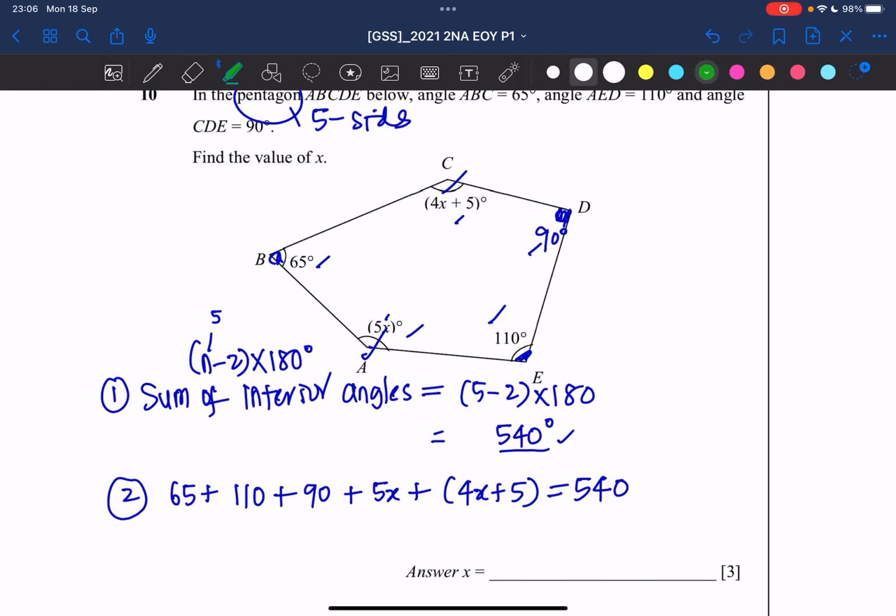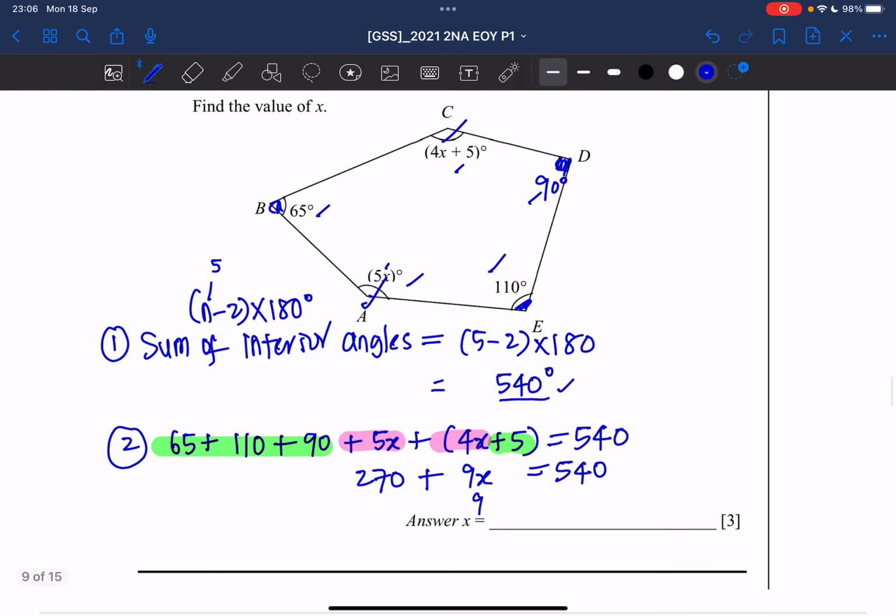So actually we can work out what these values are. Using our calculator, 65 plus 110 plus 90 plus 5, we have 270 plus, then these two are also like terms. This 5x plus 4x, so it's plus 9x equals 540. Then after that, we have 9x equals 540.